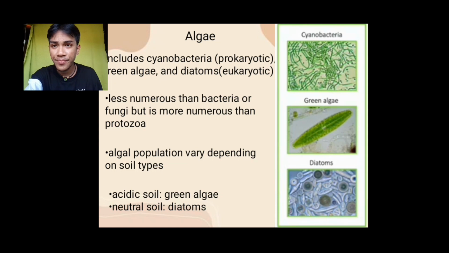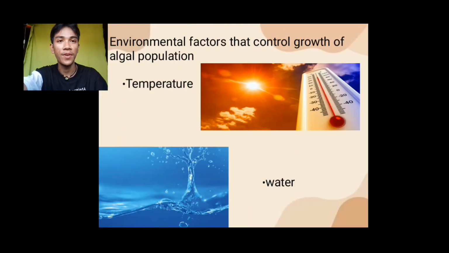Okay. The acidic soil, which has the green algae, and the neutral soil, which has the diatoms. So, we have here the environmental factors that control growth of algal population. There are two, the temperature and the water. So herbicides reduce algal population of the soil environment.